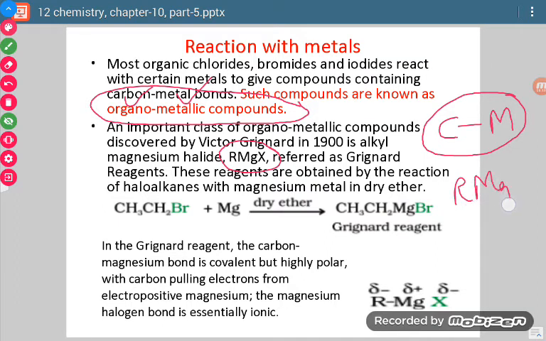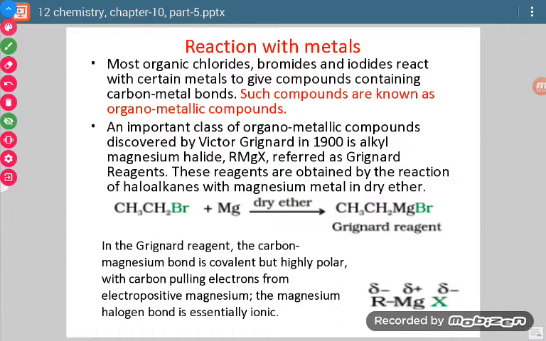RMgX is Grignard reagent. And similarly there is ArMgX also, that is also called Grignard reagent. This is aromatic Grignard reagent and this is aliphatic. So when we have to prepare Grignard reagent, then the easiest way is we have to heat alkyl halide with magnesium in the presence of dry ether, and there is formation of Grignard reagent.